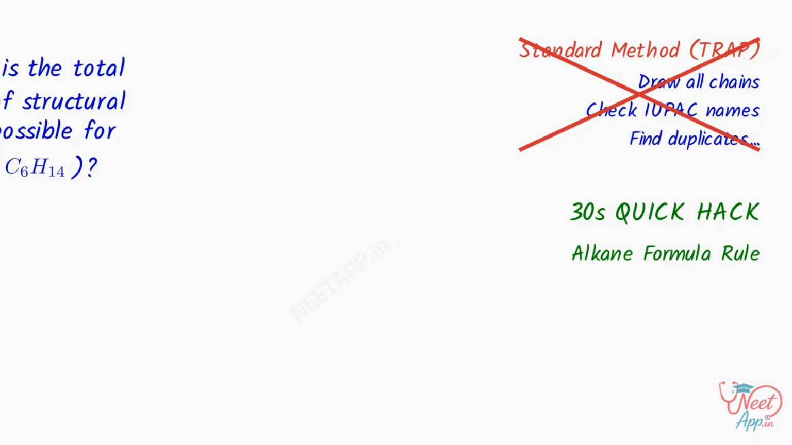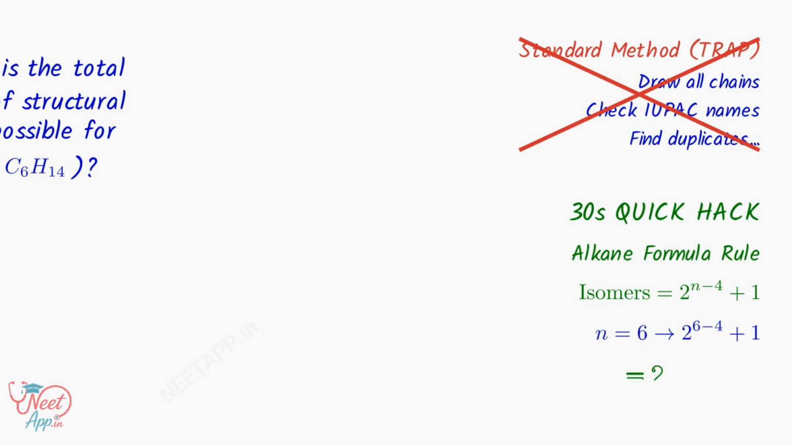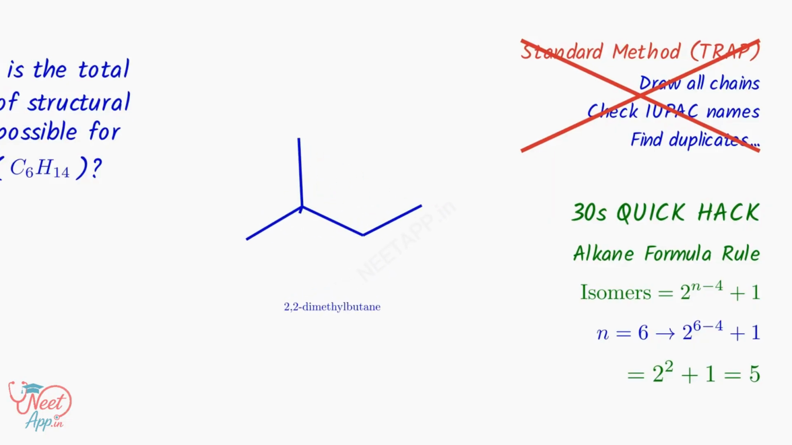Here is the 30-second shortcut, the alkane formula hack. For any alkane up to 7 carbons, you should never draw them. Just use this formula, 2^(n-4) + 1. Look at our equation on the right. Hexane has 6 carbons, so n equals 6. 2^(6-4) is 2 squared. 2 squared is 4. Add 1 and you get exactly 5.